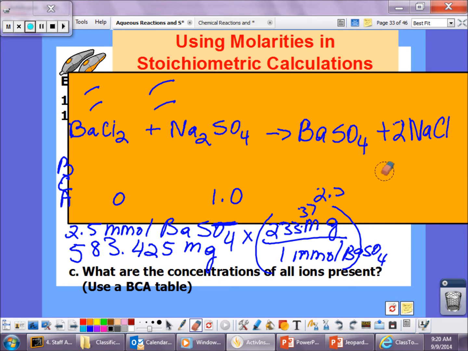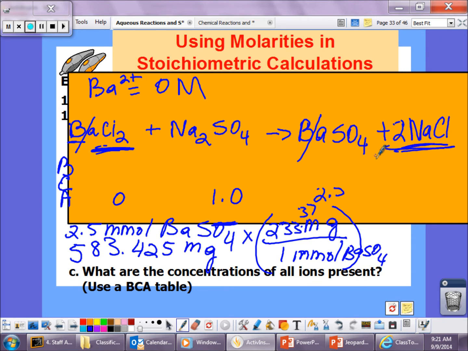Alright, they ask for what are the ions present in that solution. Let's see what are the ions. I have barium chloride. Do I still have barium? Okay, I don't have any more barium. So the concentration of my barium ion is 0 mole. Do I have chloride? Yes, I do have chloride, because all the chloride from the barium chloride are still in solution here, because sodium chloride is soluble.